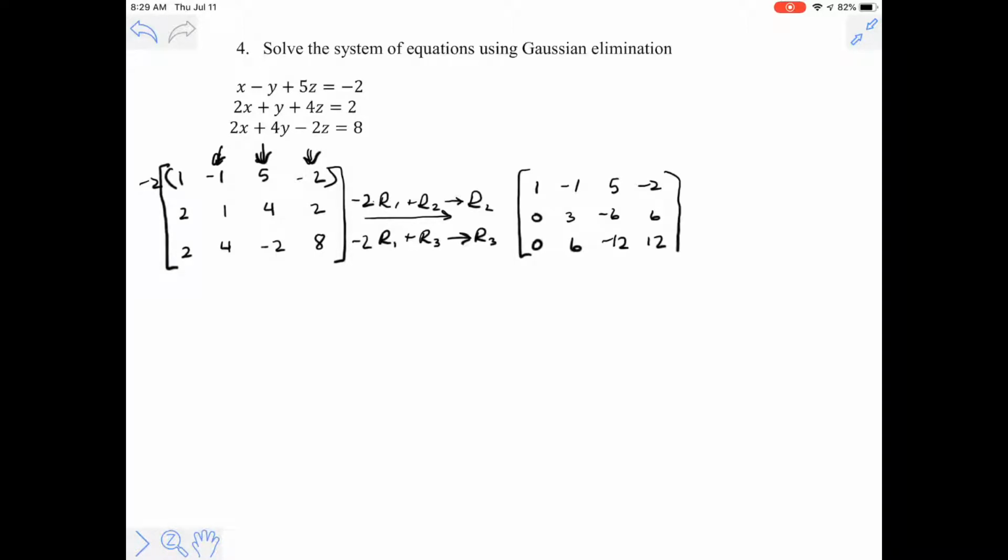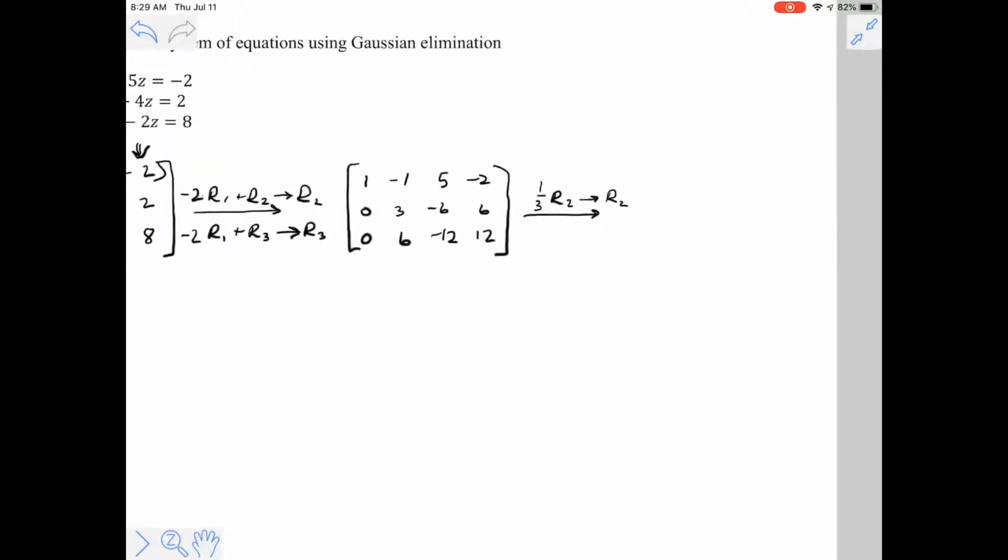So now here, remember, I want to get a 1 and a 0. So this three right here should be a one. So what I'm going to do is multiply row two by 1/3, and that's going to become a new row two. Everything else is going to stay the same.